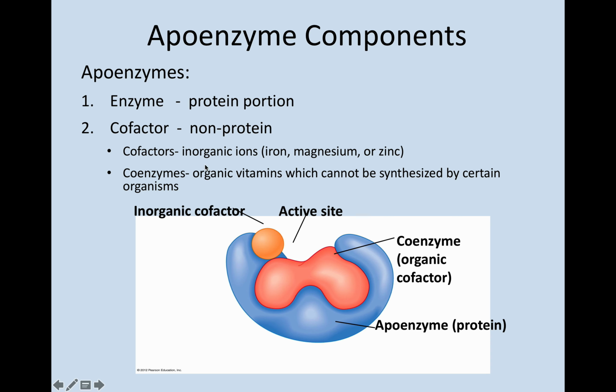The cofactors are either inorganic ions, such as iron, magnesium, zinc, and coenzymes are derived from vitamins, and they typically can't be synthesized by certain organisms. Therefore, we have to consume vitamins in order to help complete the active site. So that's what the cofactor does, it helps complete the active site. Here we have this blue blob indicating the apoenzyme, which is the protein component, and the cofactor fits into basically the active site portion, and then helps form the actual active site.